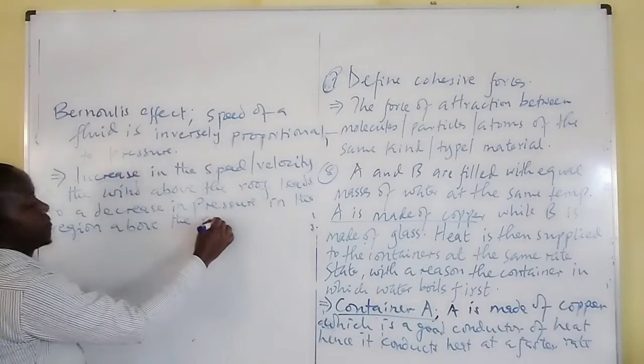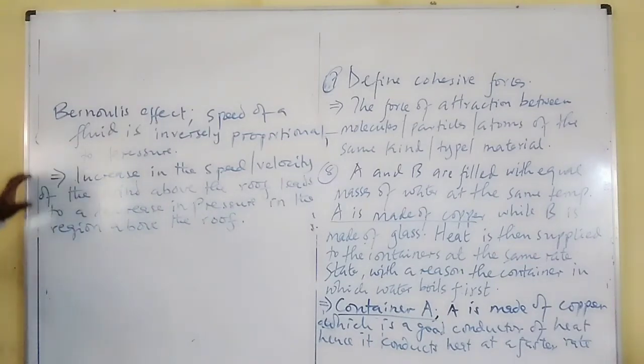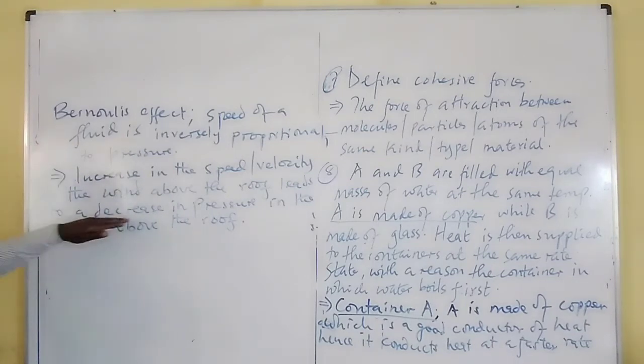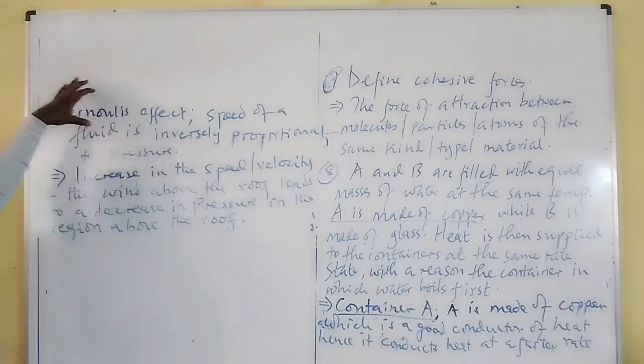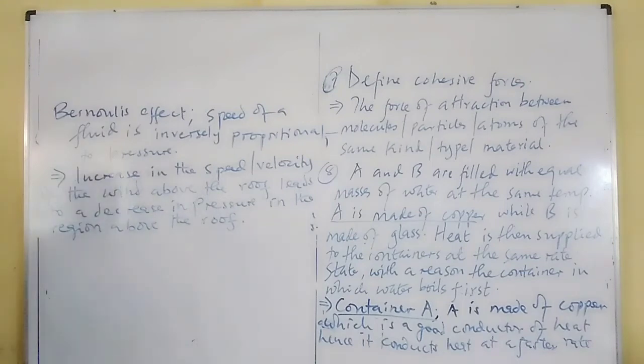The region above the roof. Therefore, the increased speed of wind above the roof leads to a decrease in pressure. That is according to Bernoulli's effect. It will lead to a decrease in pressure in the same region. And therefore, it means now the pressure below the roof becomes greater.